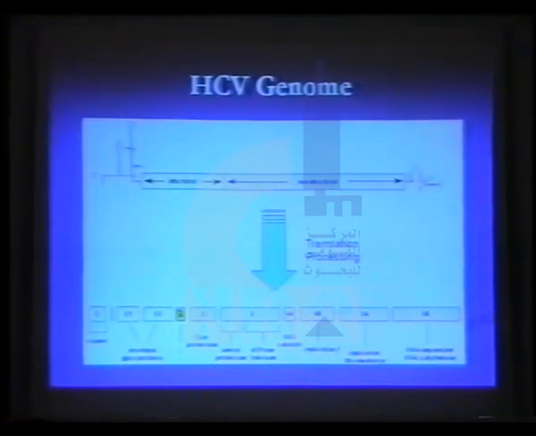Due to the lack of fidelity in this enzyme, lots of mutations are encountered, particularly in the envelope and the core. And this is for reasons for the virus to escape from the immune stress of the host. However, there are very highly conserved regions, which are the regions coding for the viral replicating enzymes, and also both the 5' and the 3' untranslated regions.